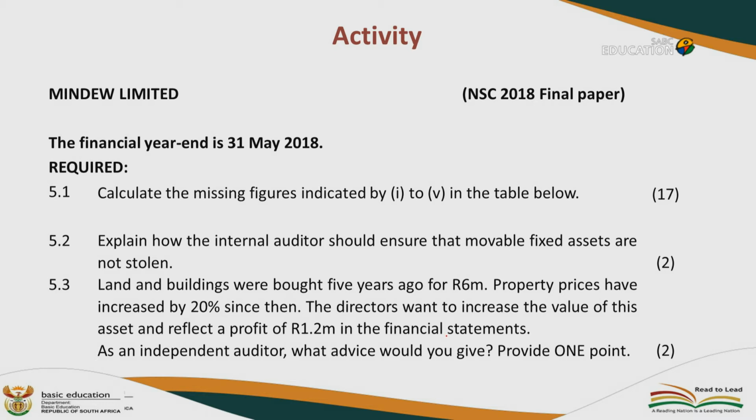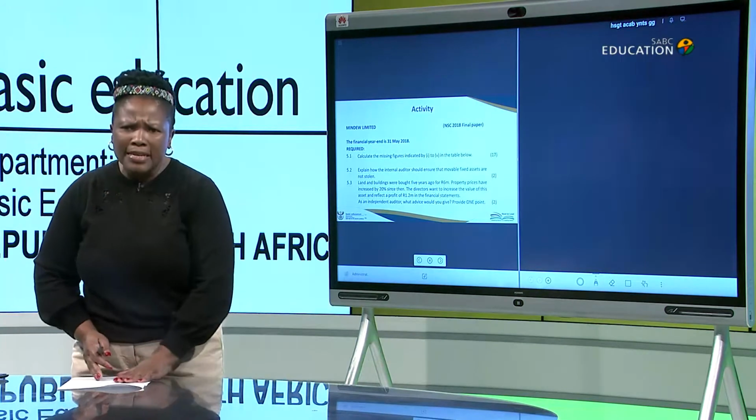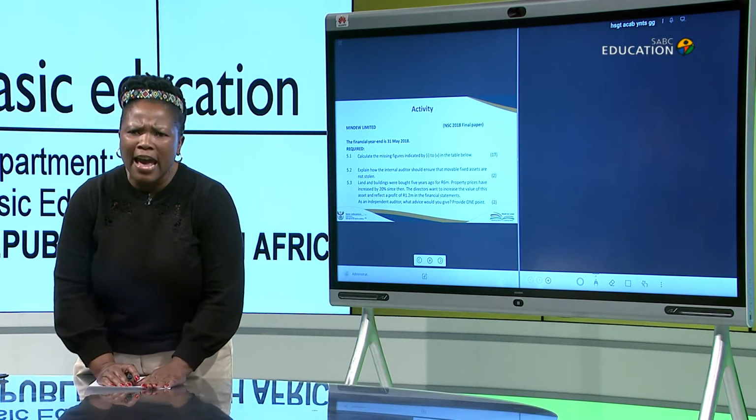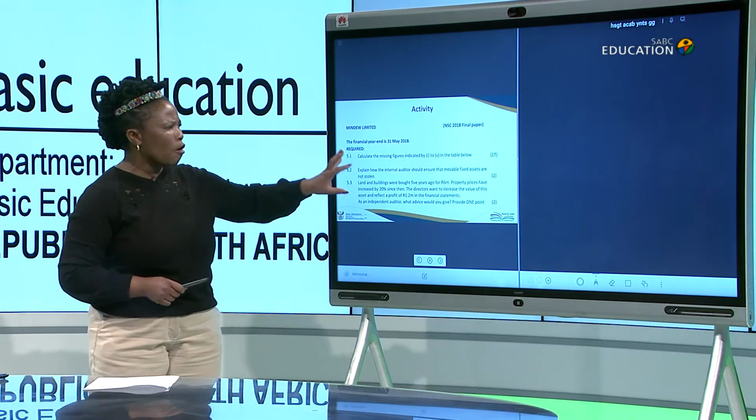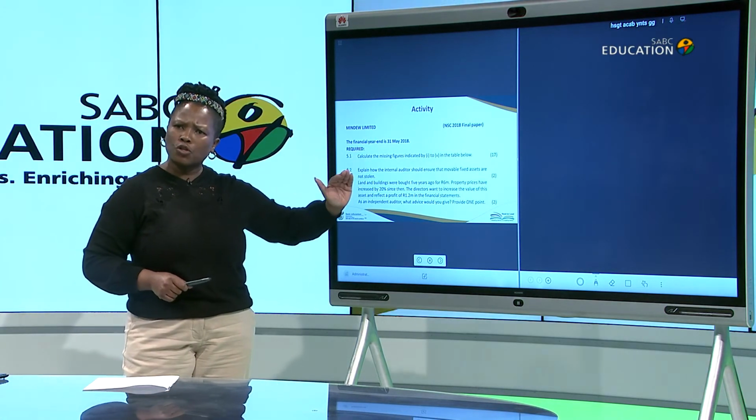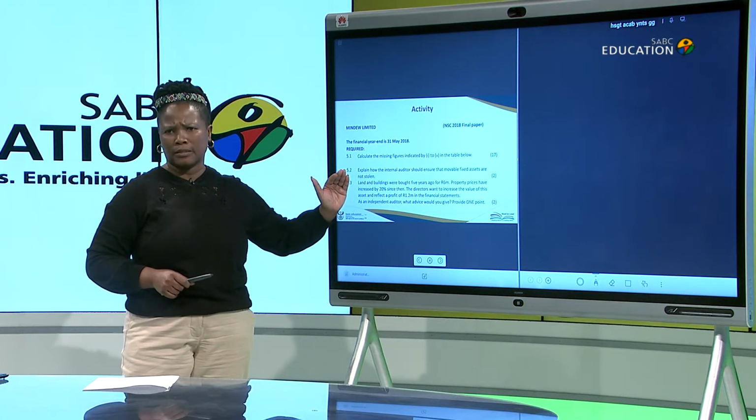So now, as an independent auditor, you need to give advice to the owner of the business as to what is to be done. The owner of the business here should not effect any appreciation of value or any improvement of value that is 1.2 million. You must not record that in the business.